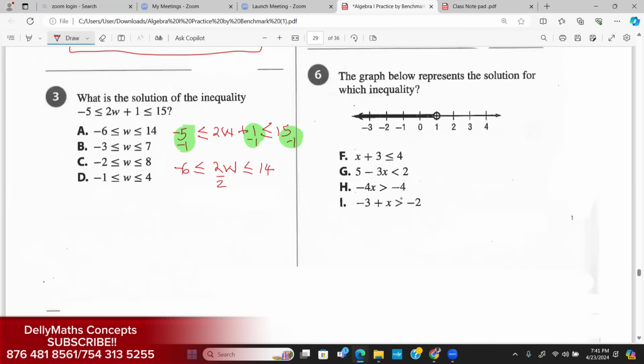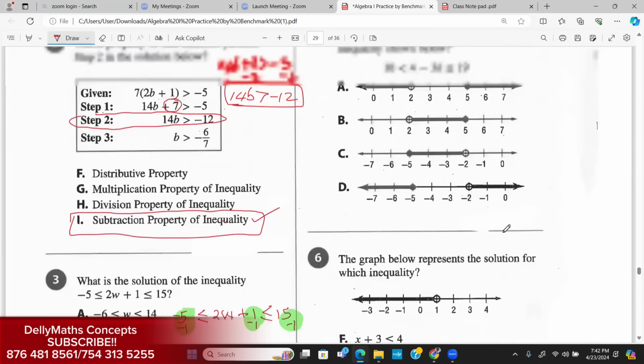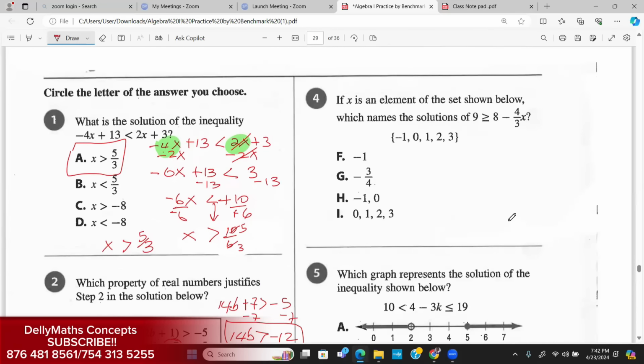Then we're going to divide everything by 2. Our signs are not going to flip because it's a positive 2. So I have negative 3 less than or equal to w, which is less than or equal to 7. I'm looking for this as a response, and I'm seeing it at B right here. So you could see that you work it down and you're good. Let's go to question 4. Question 4 says, if x is an element of the set shown below, which names the solution of.